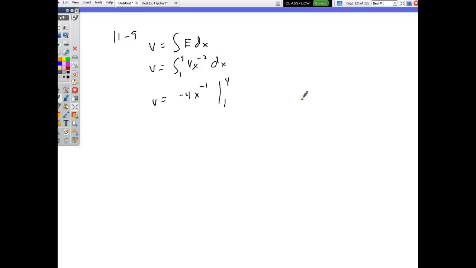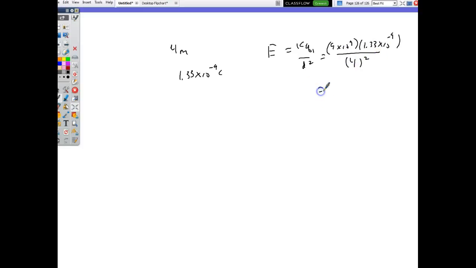So the voltage is therefore -4 over x from 1 to 4. So that becomes -4 over 4 minus -4 over 1, which gives you a positive 3 volts. Agreed? Great. That's how you do problem number 1. I know that's not what you asked for, but does that make sense? Okay, so we're going to roll forward from there.